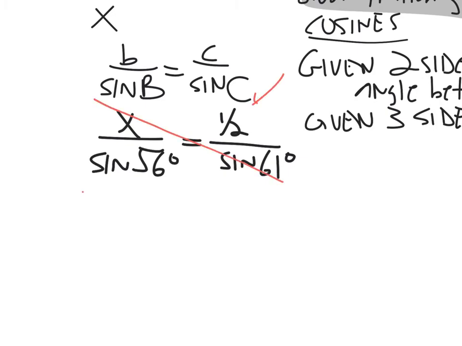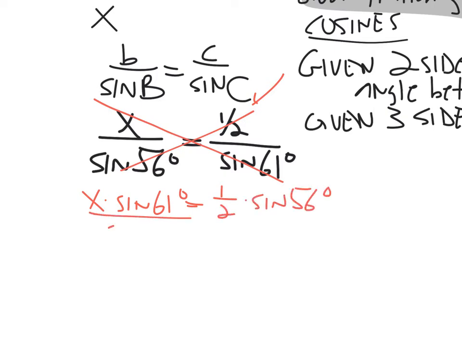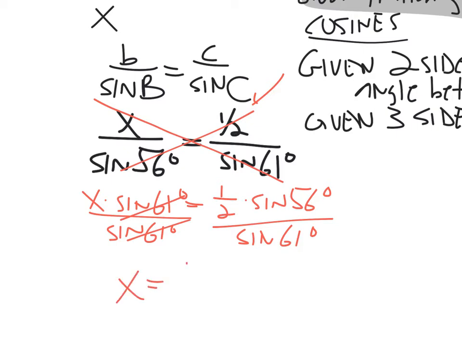So here we're going to have x times the sine of 61. That equals 1/2 times the sine of 56. And in order to solve for x, I'm going to divide both sides by the sine of 61. So here on my calculator, I'm going to go 1/2 or 0.5, either one, times the sine of 56 divided by the sine of 61.